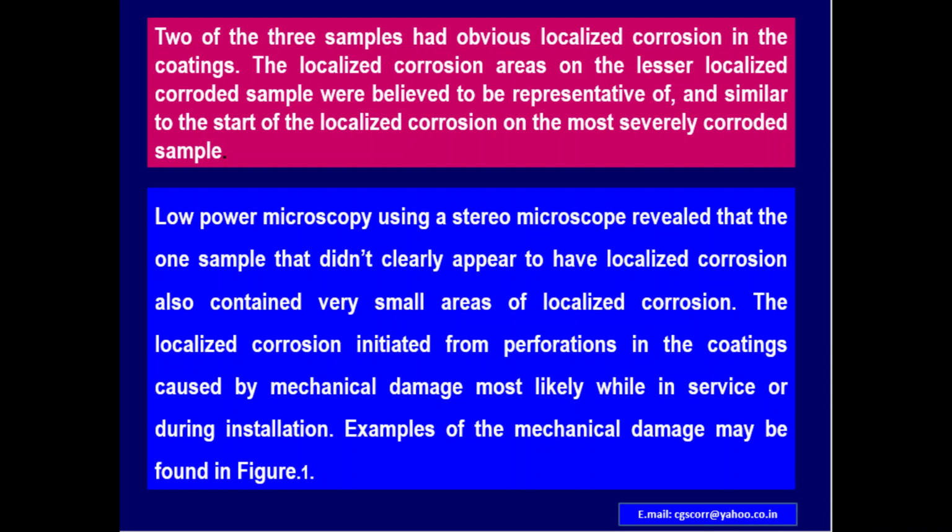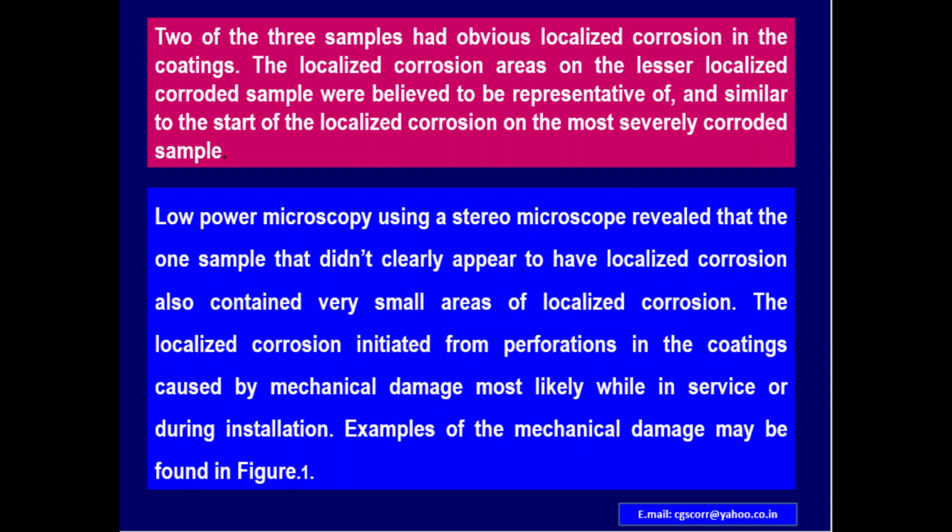Two of the three samples had obvious localized corrosion in the coatings. The localized corrosion areas on the lesser localized corroded sample were believed to be representative of and similar to the start of localized corrosion on the most severely corroded sample. Low power microscopy using a stereo microscope revealed that the one sample that did not clearly appear to have localized corrosion also contained very small areas of localized corrosion.